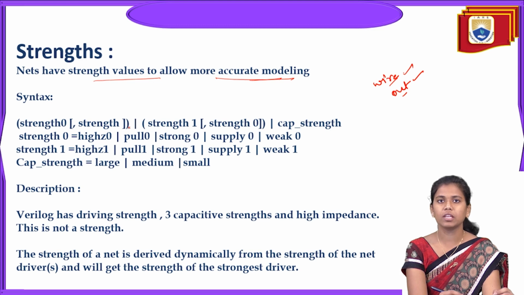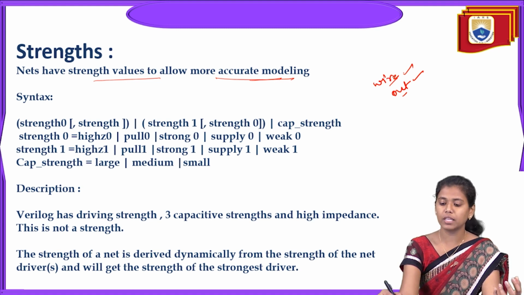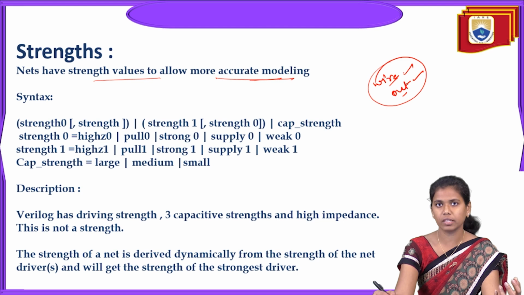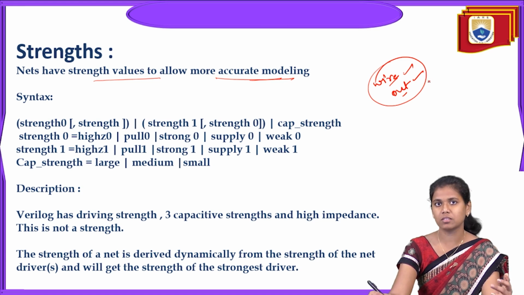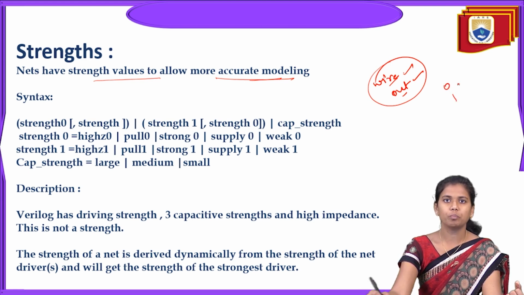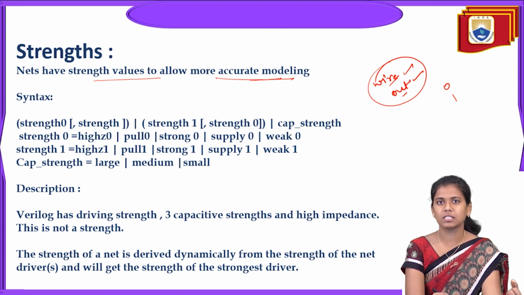So in order to achieve a great modeling, we use the nets, and the nets have some strengths. The strength is based on the delays as well. The strengths of that particular net may be 0, sometimes they may have the strength 1. Based on the values the variable is holding, it tells us the strength of that particular variable.